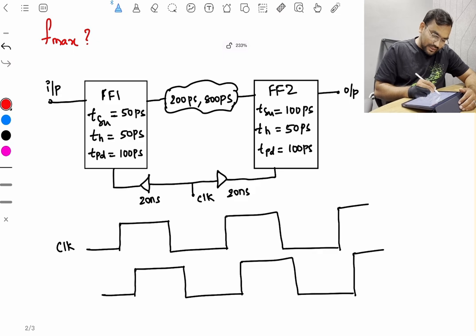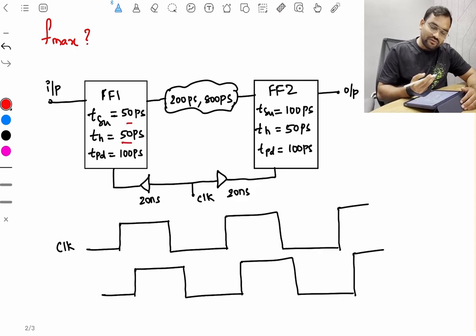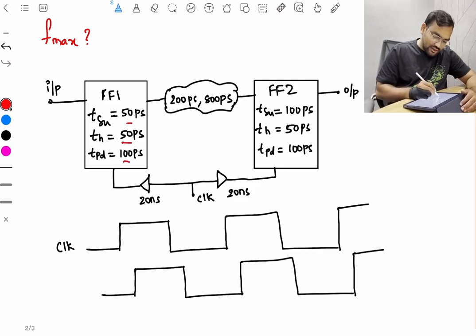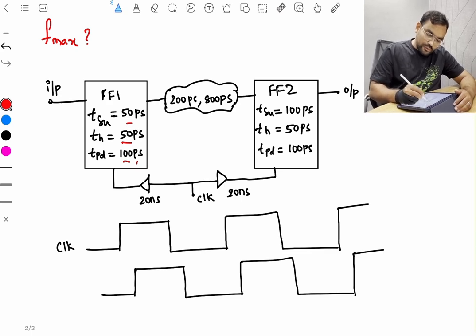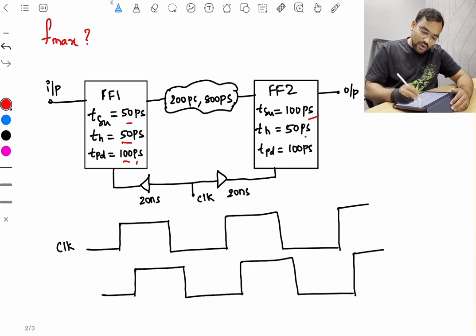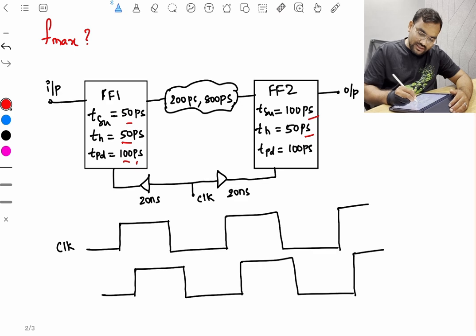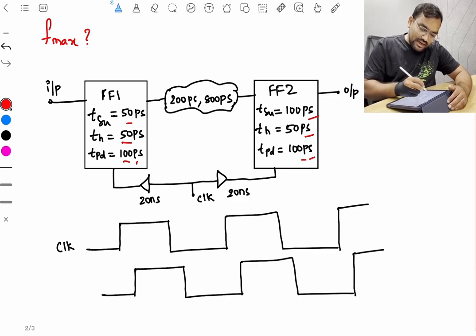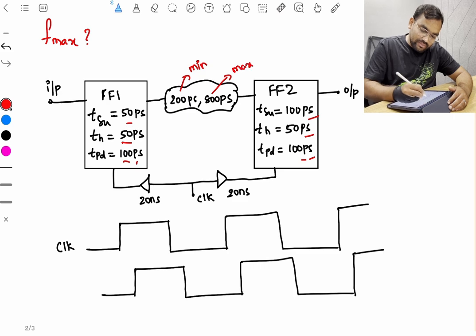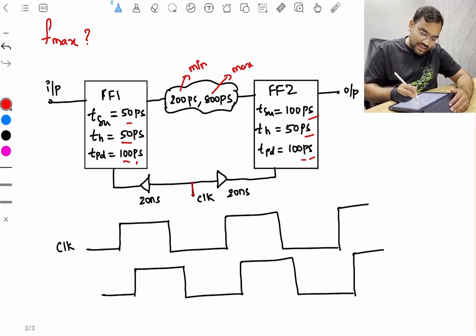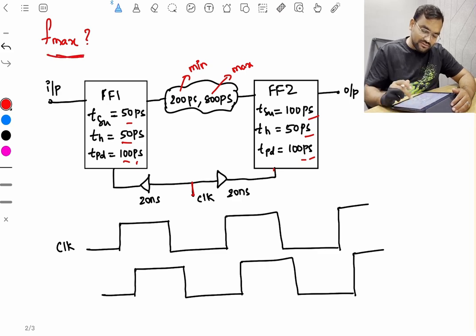Flip-flop 1 has a setup time of 50 picoseconds, hold time of 50 picoseconds, and the propagation delay of 100 picoseconds. Whereas flip-flop 2 has a setup time of 100 picoseconds, hold time of 50 picoseconds, and the propagation delay of 100 picoseconds. And the combinational logic here has min time of 200 picoseconds and the max time of 800 picoseconds. And here in the clock path, there are two combo logics, which is 20 nanoseconds each. Now the question is to find the maximum operational frequency.